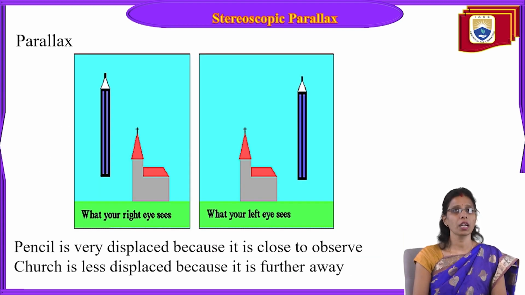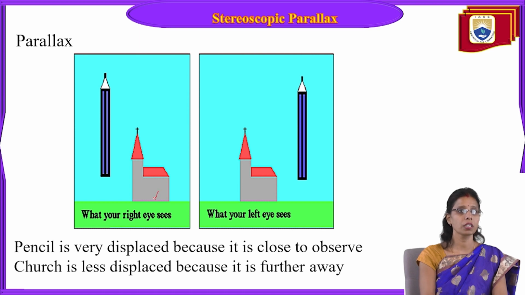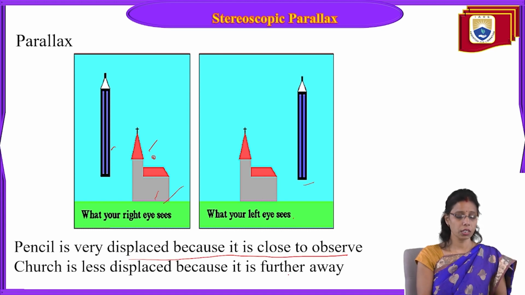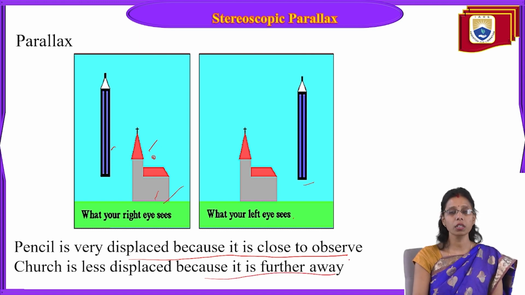Now see here, we have one more example of stereoscopic parallax. Like we have a pencil here, and you can see a church or a building here. Now what your right eye sees is somewhat here: the church you can see here, the pencil you can see here. But when you see from your left eye, the pencil will be visible here and the church will be visible here. So the pencil is very displaced because it is close to the observer. The church is less displaced because it is further away. So the closer the object, the more the displacement.